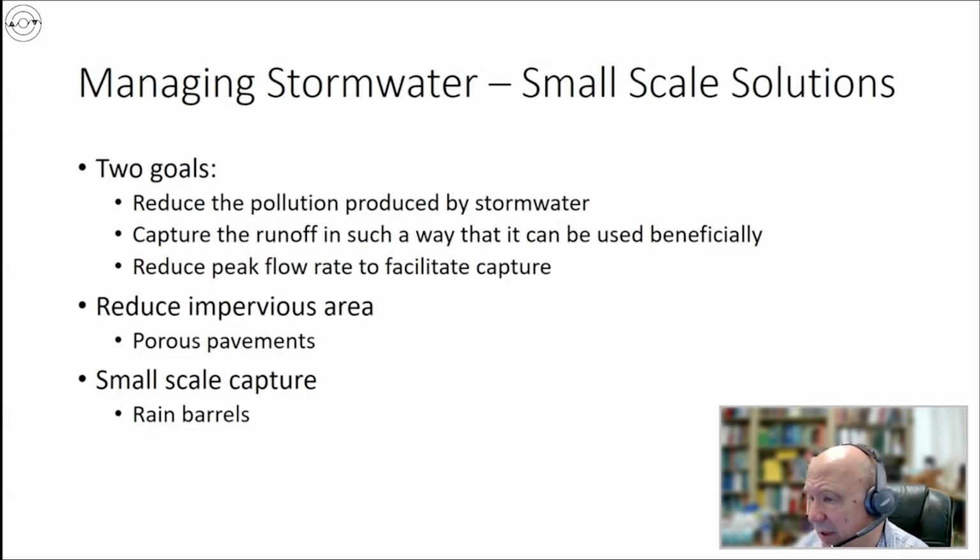We want to reduce the peak flow to facilitate capture. It's hard to capture the flow if it goes from zero to a huge amount. There are things we can do so that the flow gradually increases. And one of them is reducing the impervious area. Impervious area, such as pavement, is sort of the enemy of stormwater management. And there are things we can do to reduce the impervious area. And one of them is porous pavements. That can be done in areas where we would normally have concrete or asphalt or something like that.